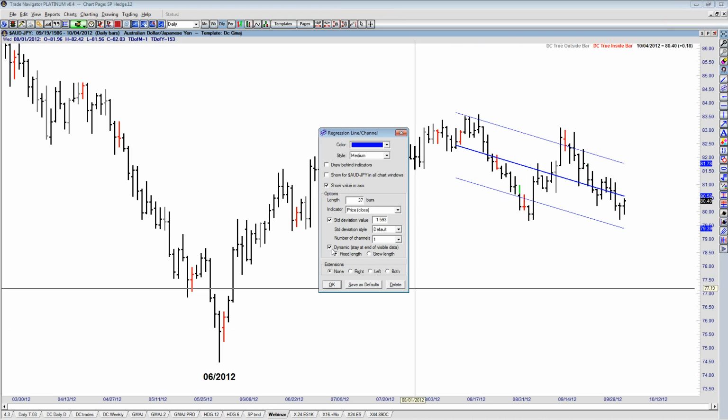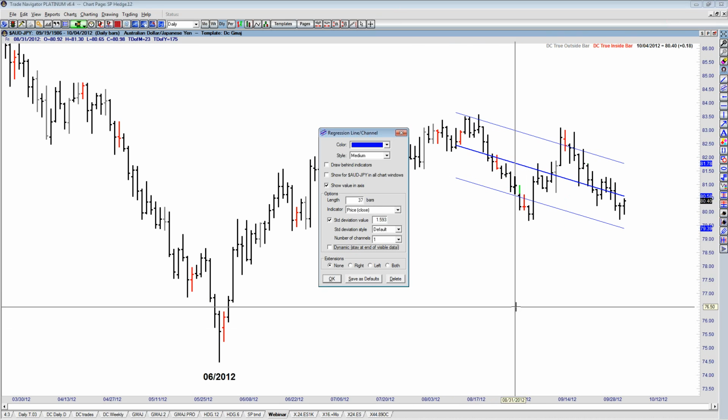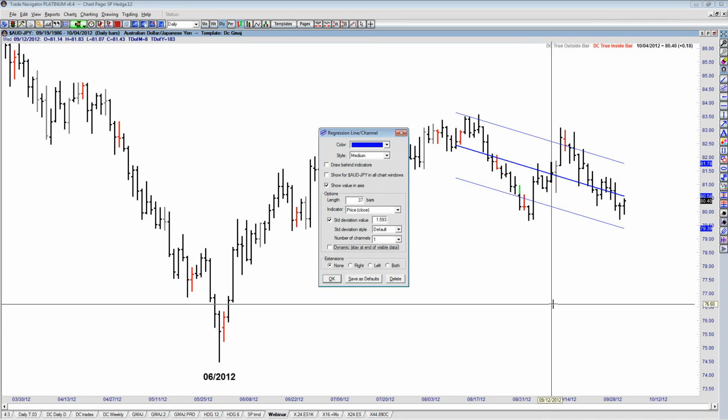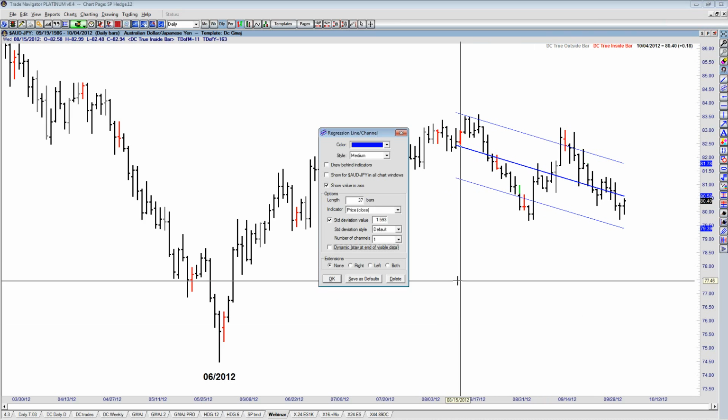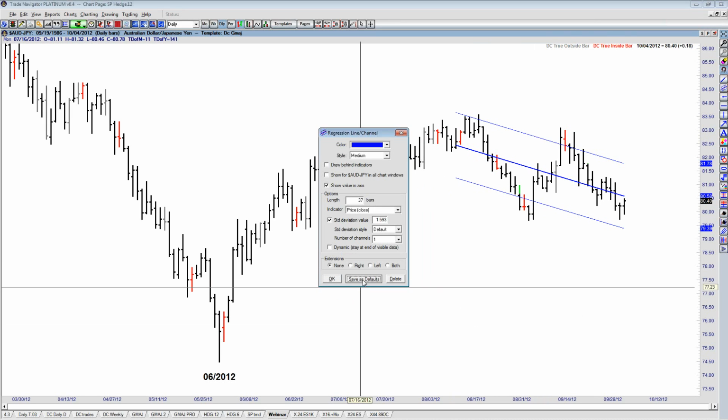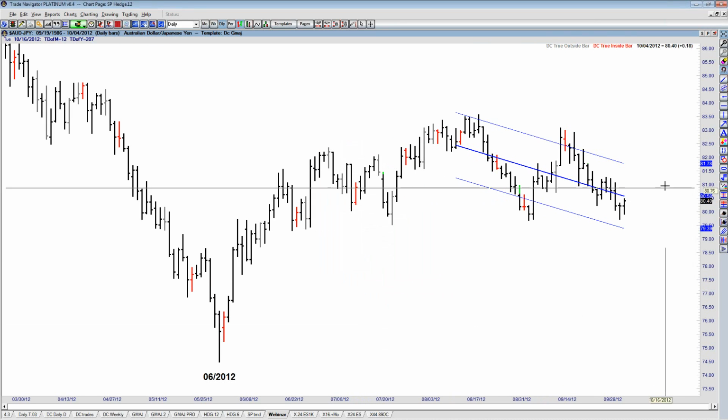Down the bottom here, the next level down, it says dynamic stay. That's how it's set up, and it will just keep moving along 1 day or 1 6-day bar every time that you get a new data download. You don't want that, so get rid of that. That will just turn it into a regression channel. And you can then save that as the default. So let's see what we've achieved now.